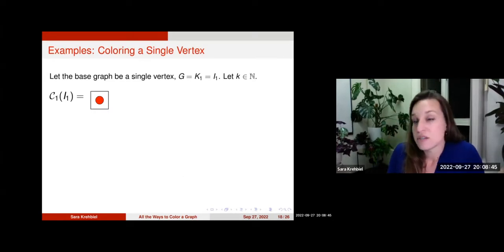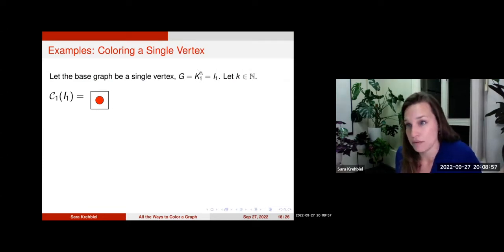Okay, so here are some additional examples of coloring graphs. These are going to be pretty straightforward examples because I'm going to start with a really easy base graph. My base graph here is just a single vertex. So this is K1 because it's complete. It's also called I1 because it's one isolated vertex.